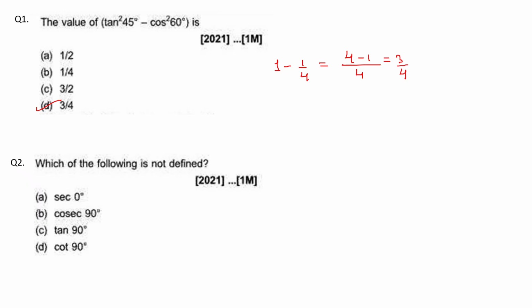Next is, which of the following is not defined? So here if you see, the value of tan 90 is not defined. So the correct answer is option C.